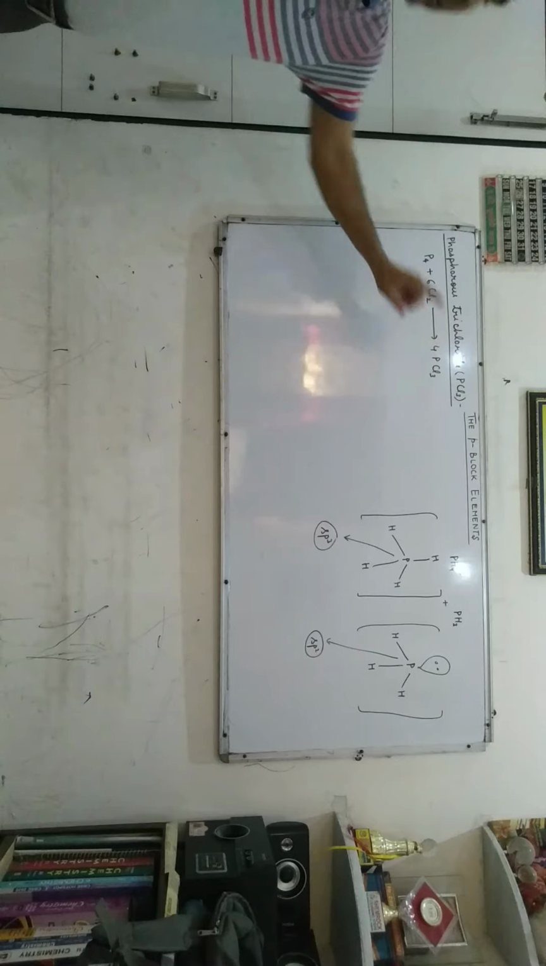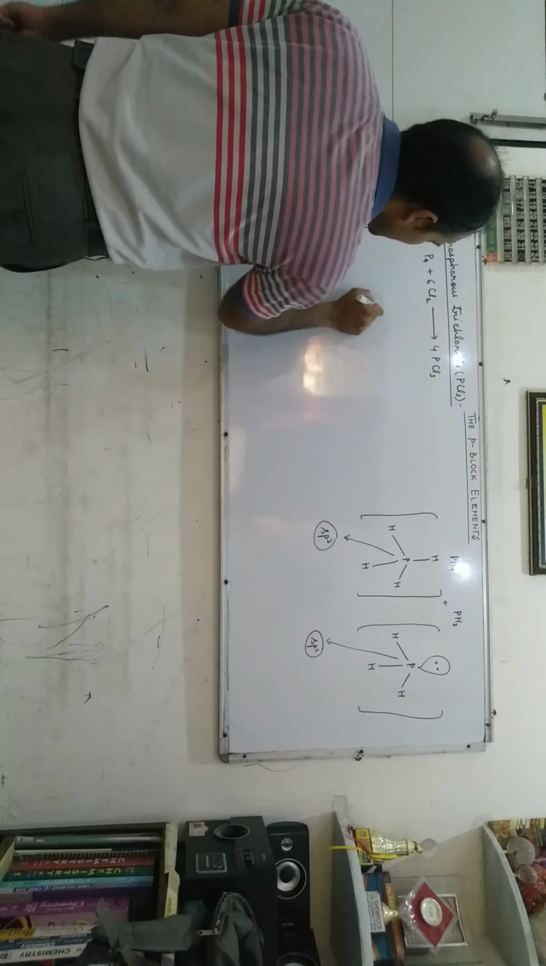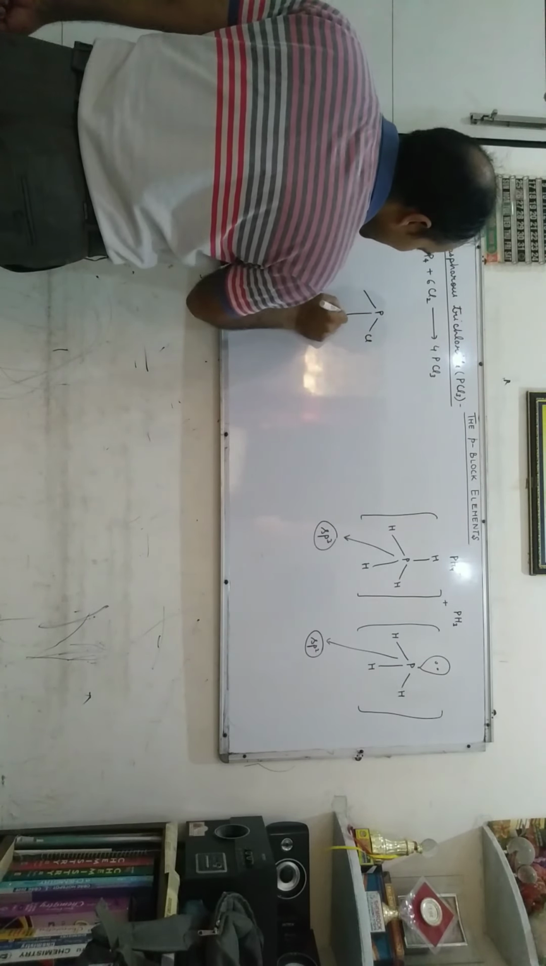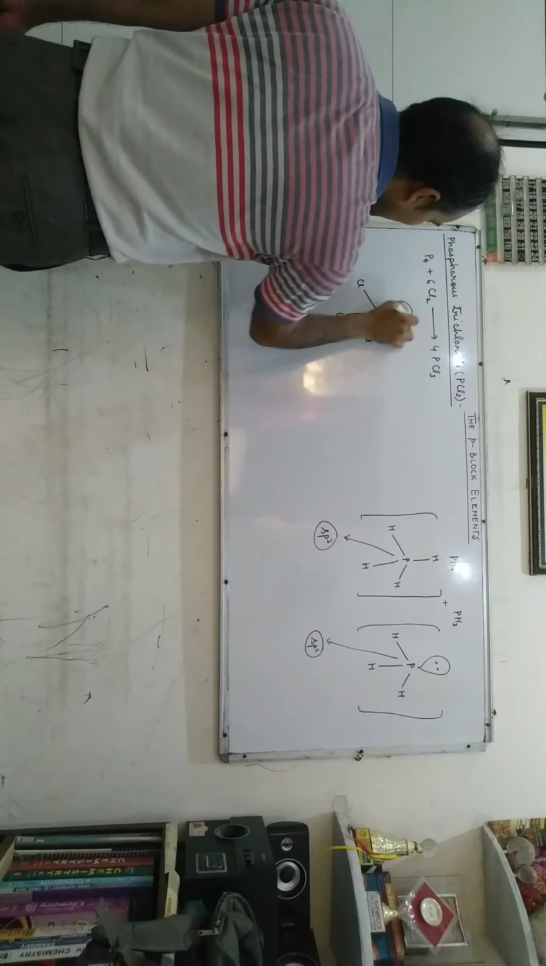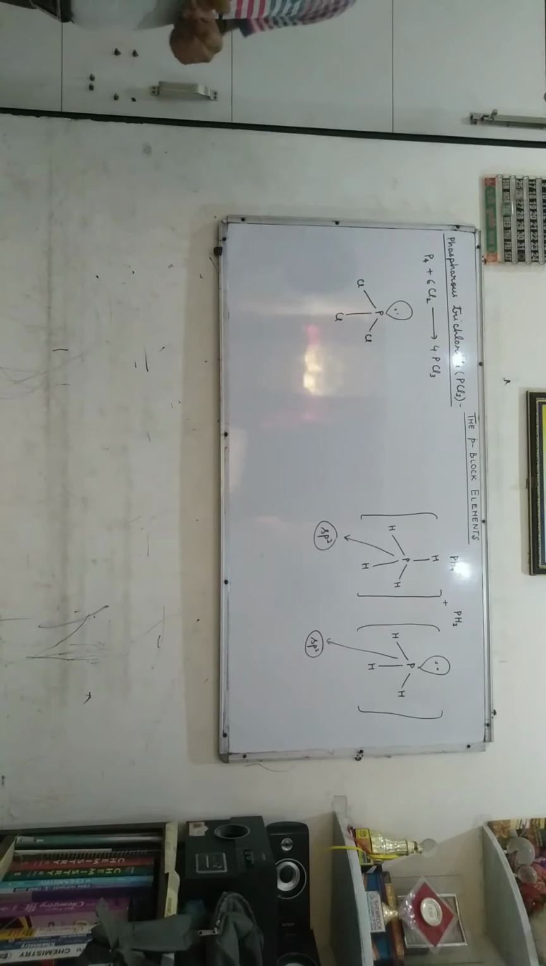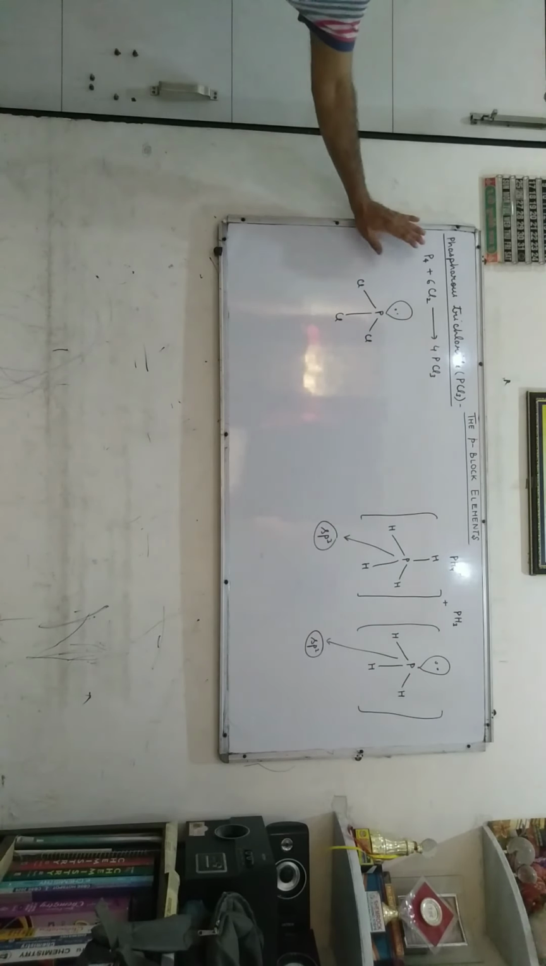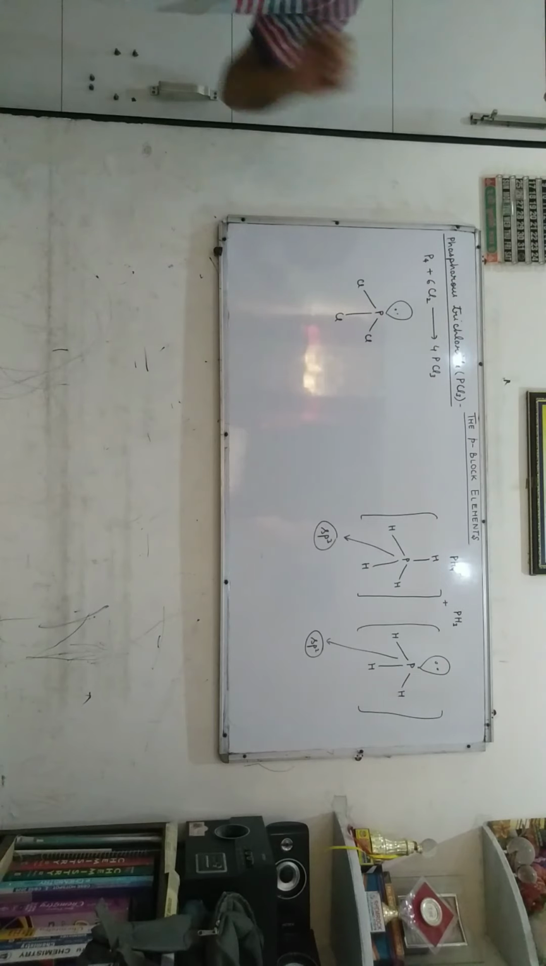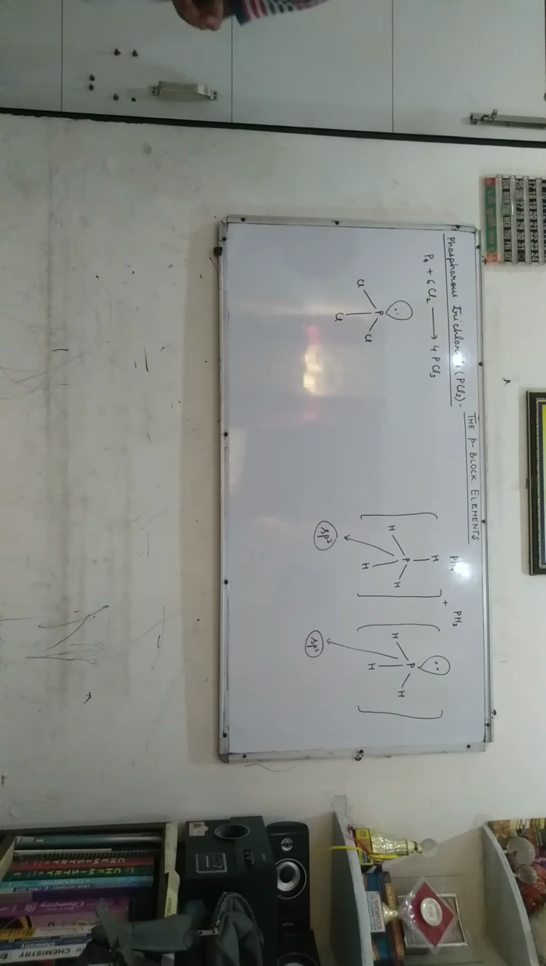When white phosphorus reacts with chlorine, we obtain PCl3. PCl3 has a pyramidal shape with a lone pair of electrons on the phosphorus atom, which makes it basic in nature. PCl3 is a colorless oily liquid.